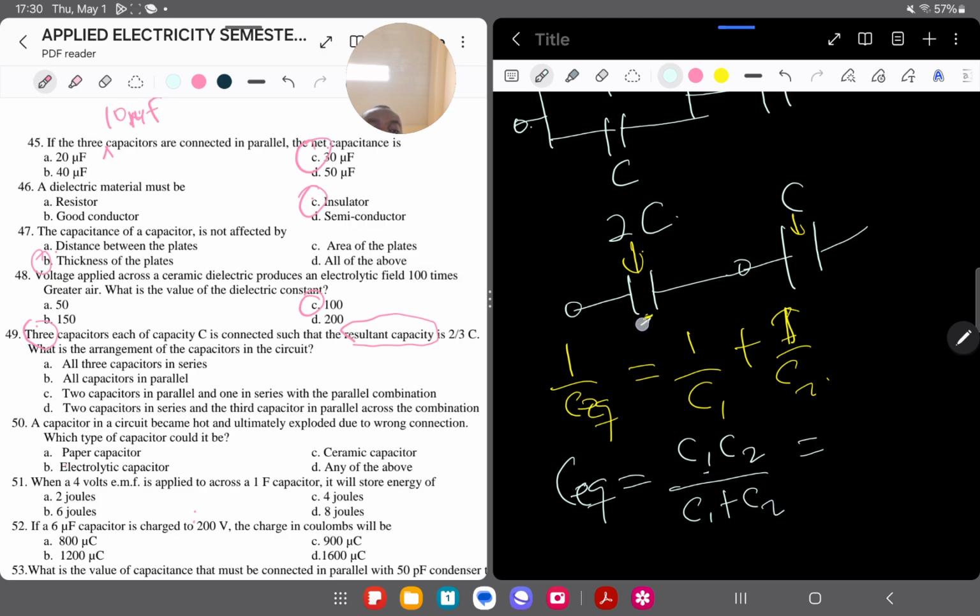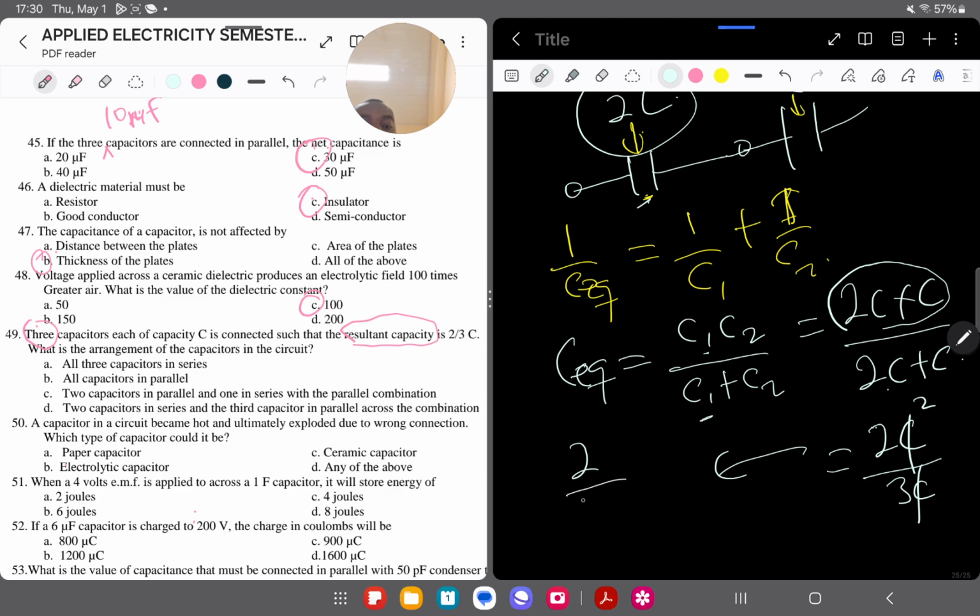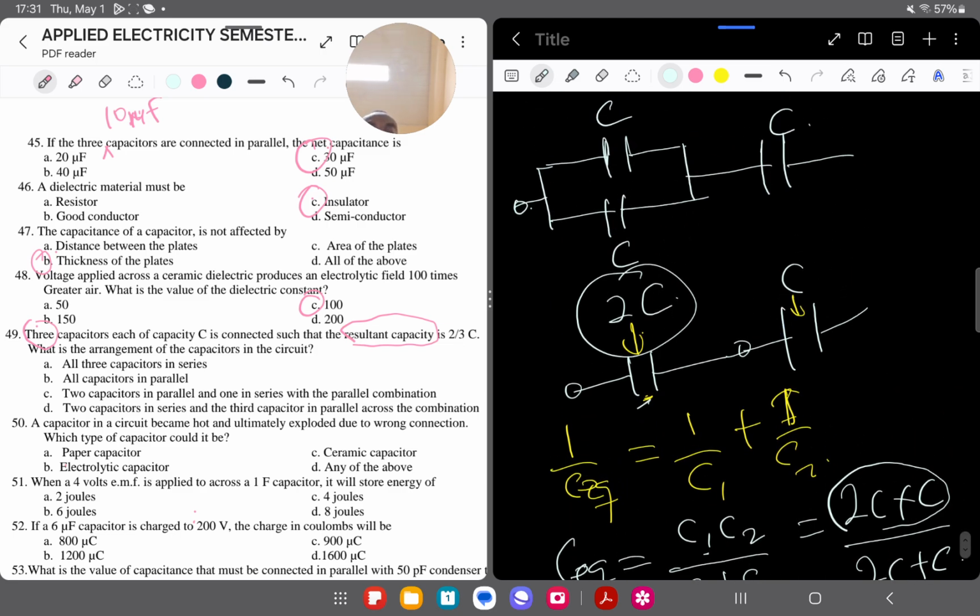So I'm going to get C1 here is 2C times C, all over the sum, which is 2C plus C. If you simplify this, this part will give us 2C squared, then 2C plus C will be 3C, and this C will cancel, so we end up getting this answer to be 2 over 3 times C. So you can see that we have gotten the connection, which is that two of the capacitors are connected in parallel and in series with one of them.